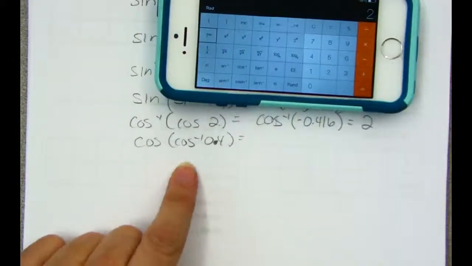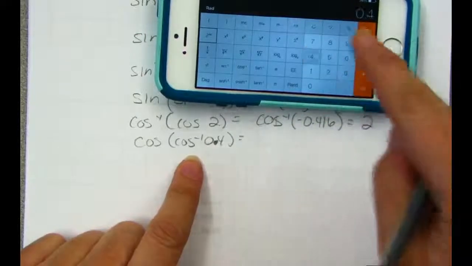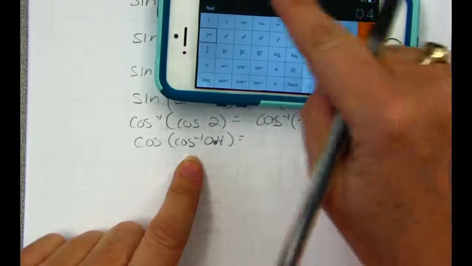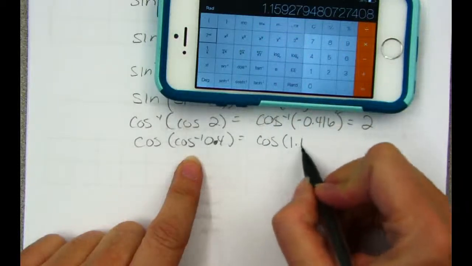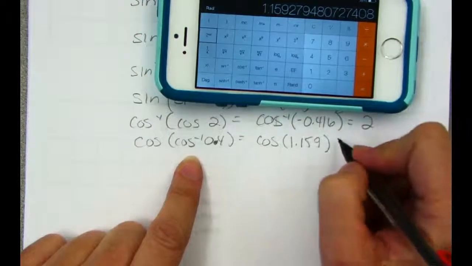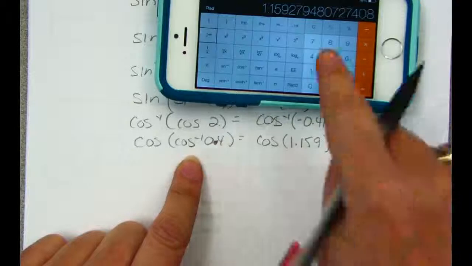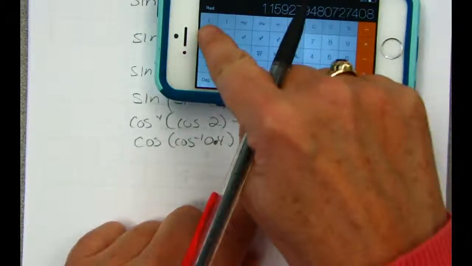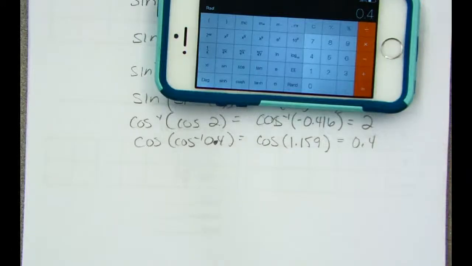This next one is an inverse. I've got inverses. 0.4 inverse cosine. So that would be cosine of 1.159. Is that angle measurement 1.159 in quadrant 1 or quadrant 2? Quadrant 1. It's less than 1.57. I left that number in there. Now I'm going to go ahead and just take the cosine of it. So every one of these resorted back to the original.